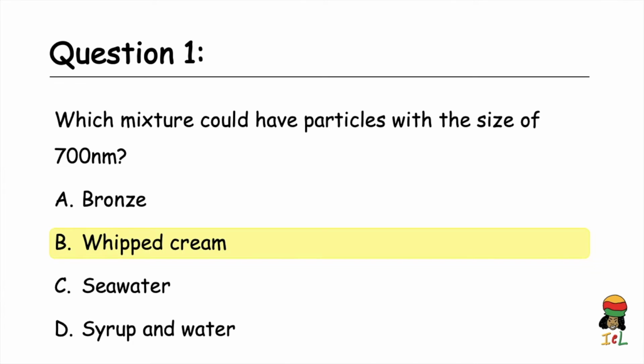For a mixture to have a particle size of 700 nanometers would mean that the particles fall in the range of 1 to 1000 nanometers, which is applicable to colloids. So the only colloid listed is whipped cream.